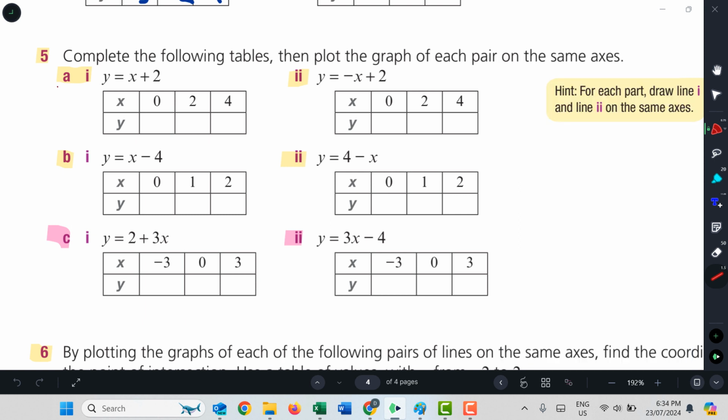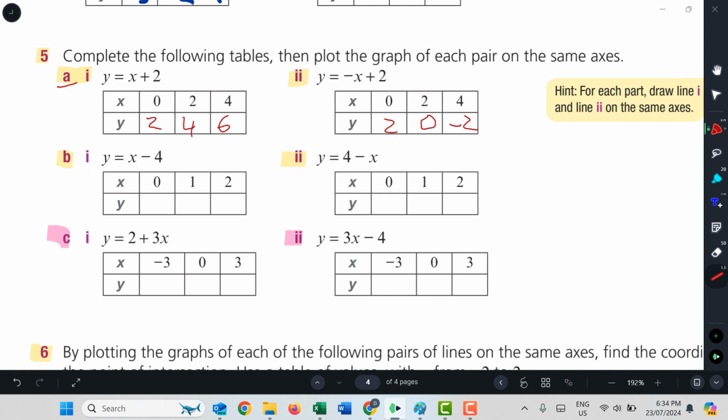Okay, so we're going to do this, x plus 2, so I just add 2 to my x's. 2, 4, 6. Got to do this one as well. Minus x plus 2. Minus 0 doesn't exist, but it's just 0. 0 plus 2 is 2. Minus 2 plus 2 will be 0. And minus 4 plus 2 will be minus 2.